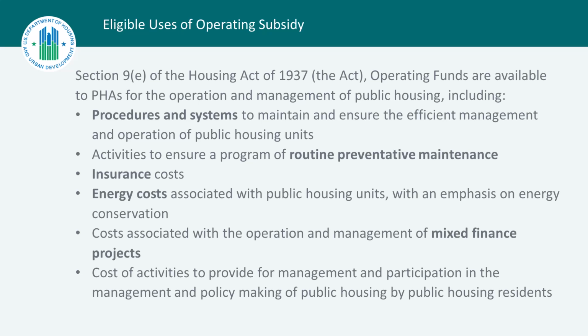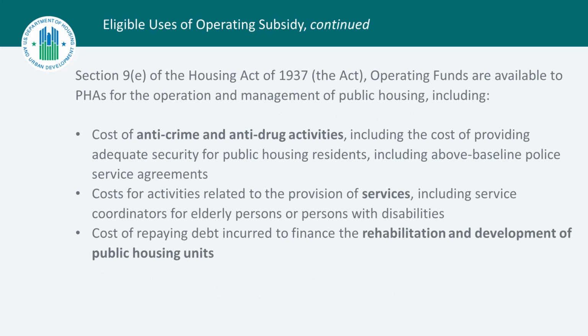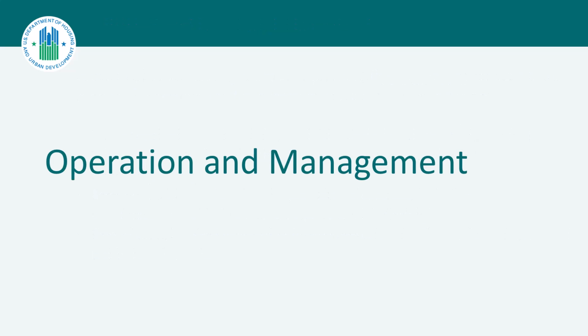Each of the eligible uses listed on this slide is from Section 9E of the Housing Act of 1937, or the Act, which defines the eligible uses of operating subsidy available to PHAs for the operation and management of public housing. This slide continues the list of eligible uses of operating subsidy. First, we'll discuss operating subsidy uses related to the operation and management of public housing. Eligible uses for operation and management include, but are not limited to, those high-level operation and management costs identified in the statute.